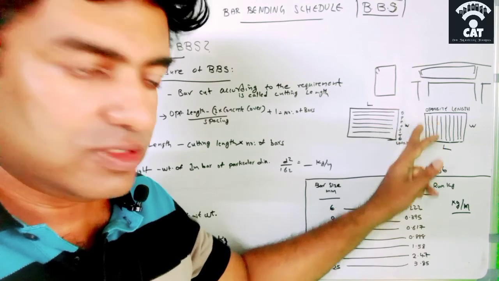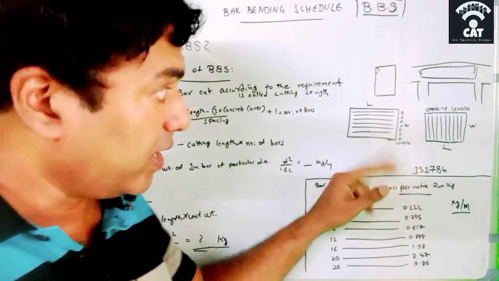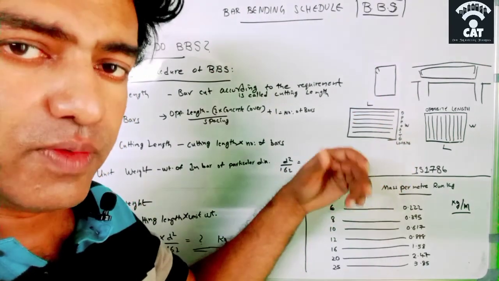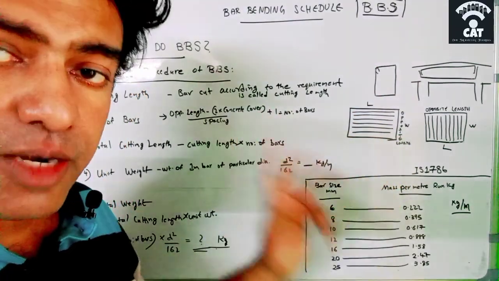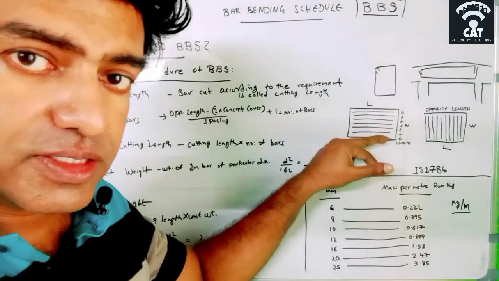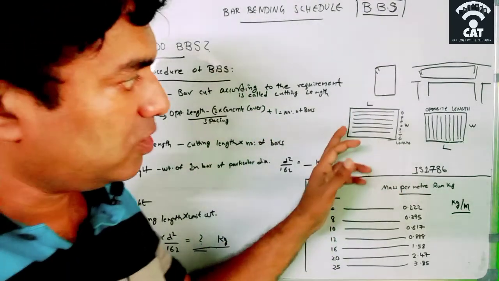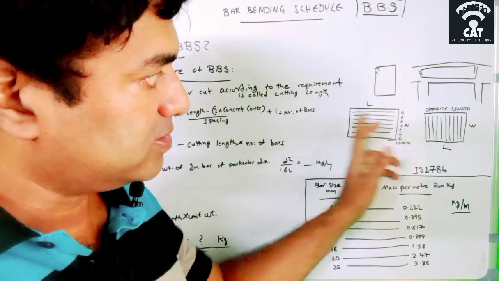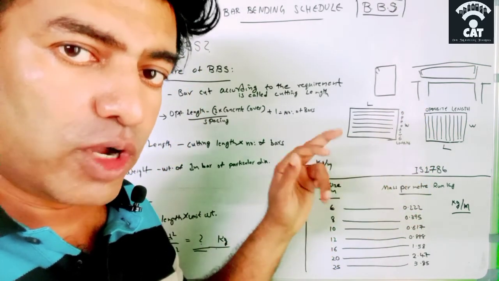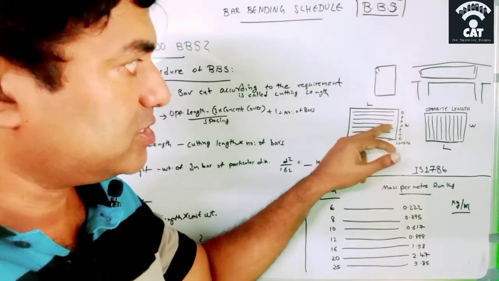There will be the measurement of this width, minus 2 into concrete cover of that slab, divided by the spacing between these bars, which will be given in the structural drawing. Again I am telling, take the opposite. If you want the number of bars on this side, take the opposite length, minus 2 into concrete cover, divided by spacing between 2 bars, plus 1.